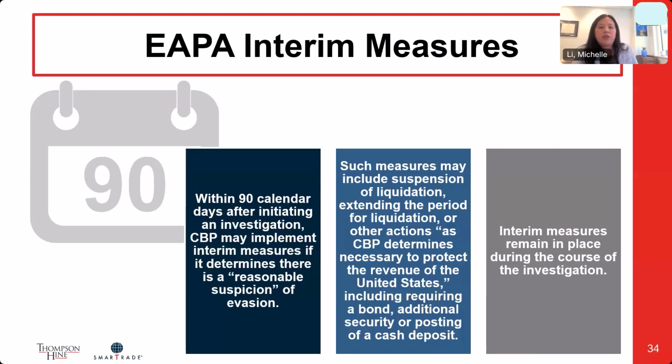And the interim measures: after 90 days upon the initiation of the EAPA investigation, CBP can take some interim measures, which may include suspension of liquidation, extending the period for liquidation, or other actions that are necessary to protect the revenue of the United States, including requiring a bond, additional security, or a cash deposit for future entries. Next slide, please.